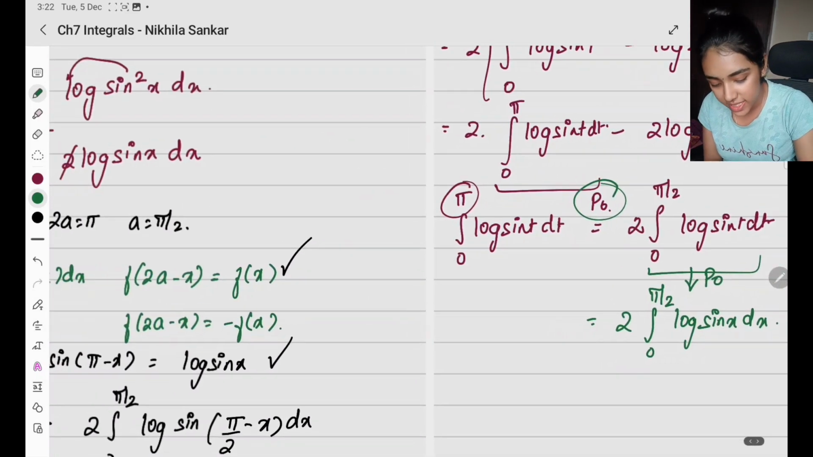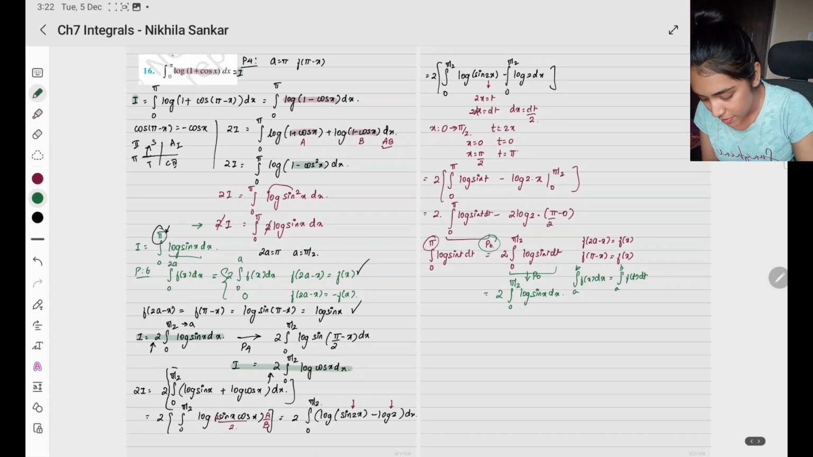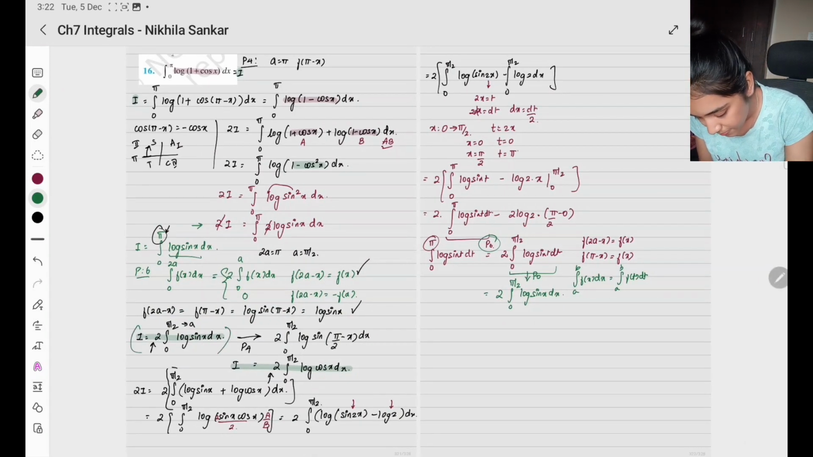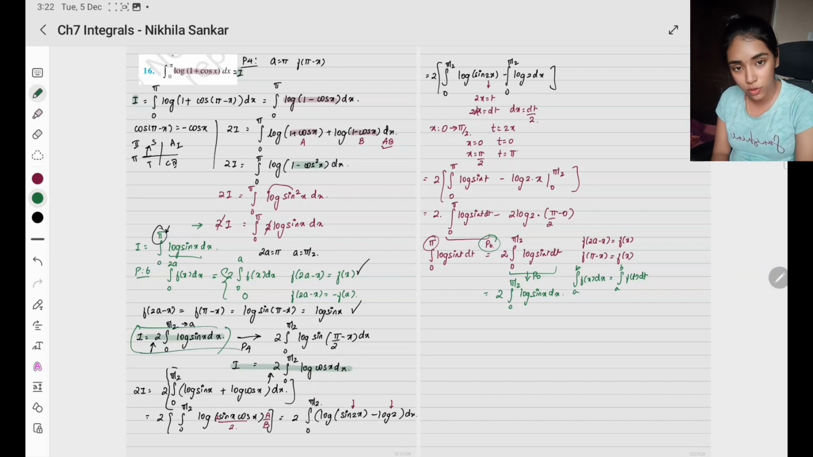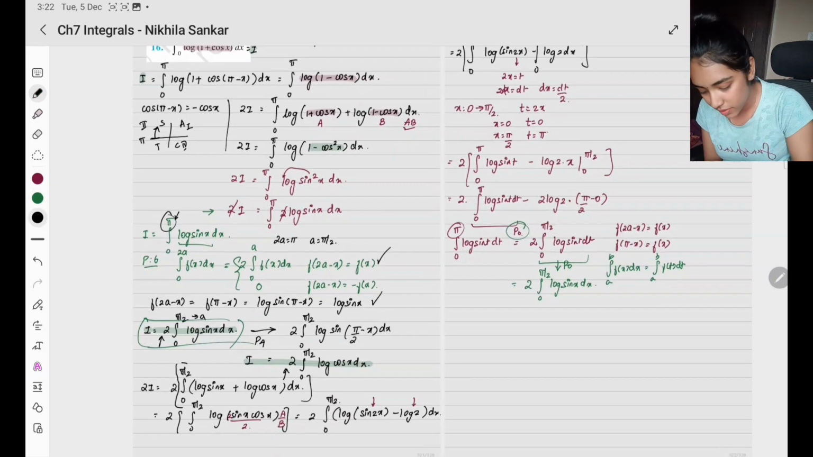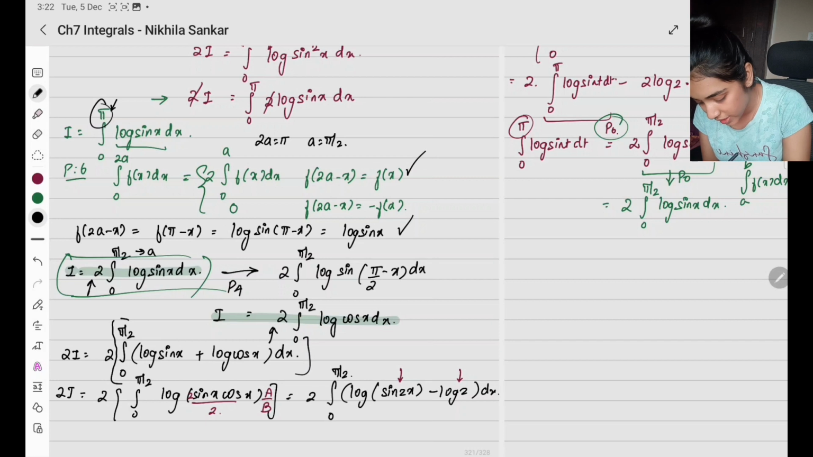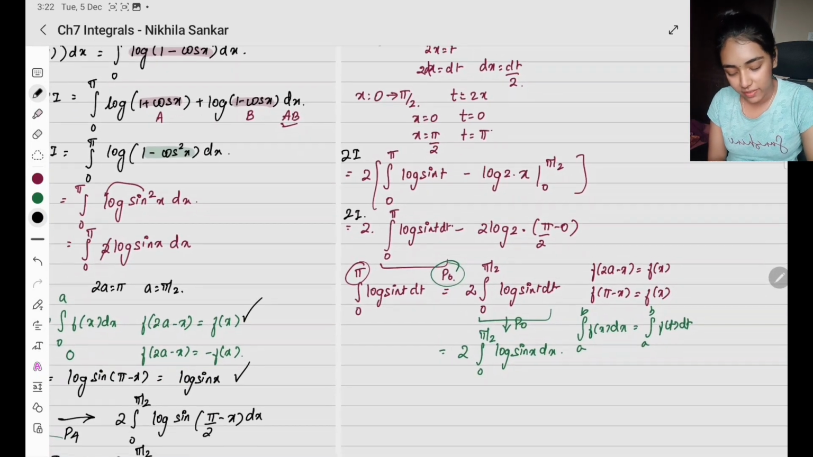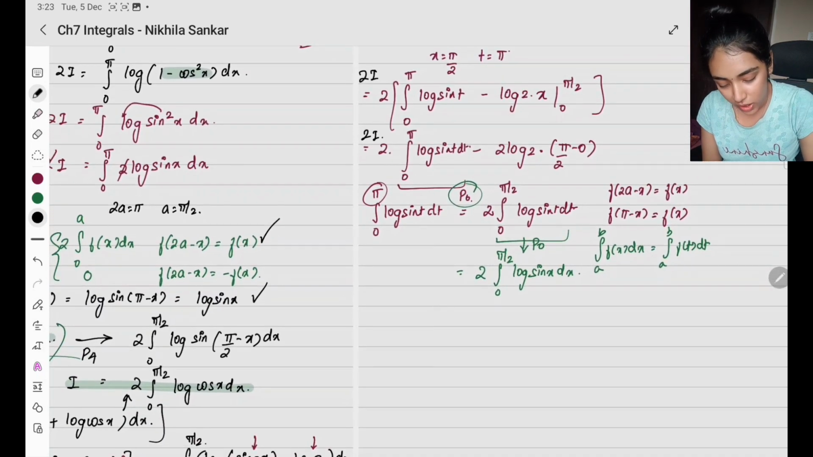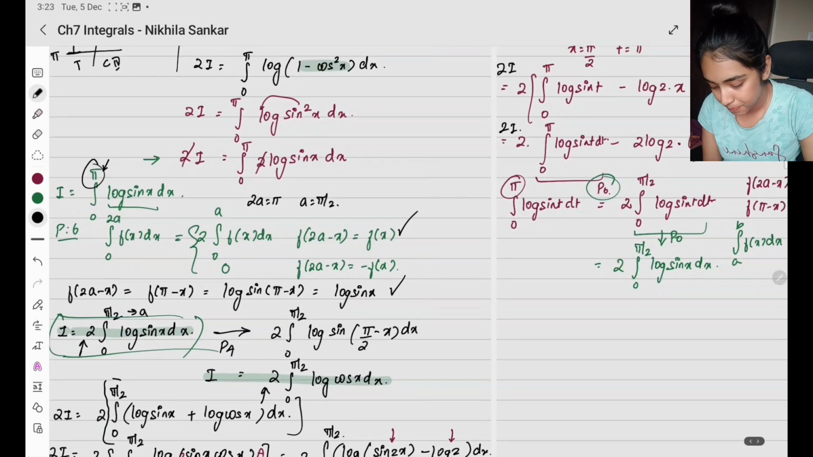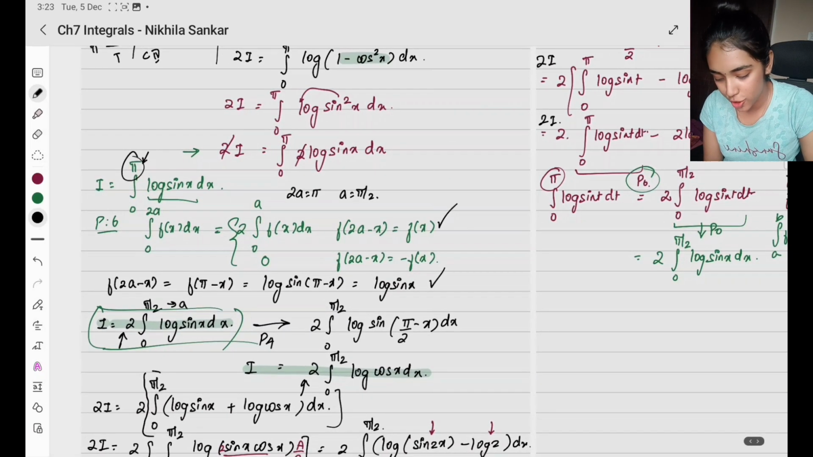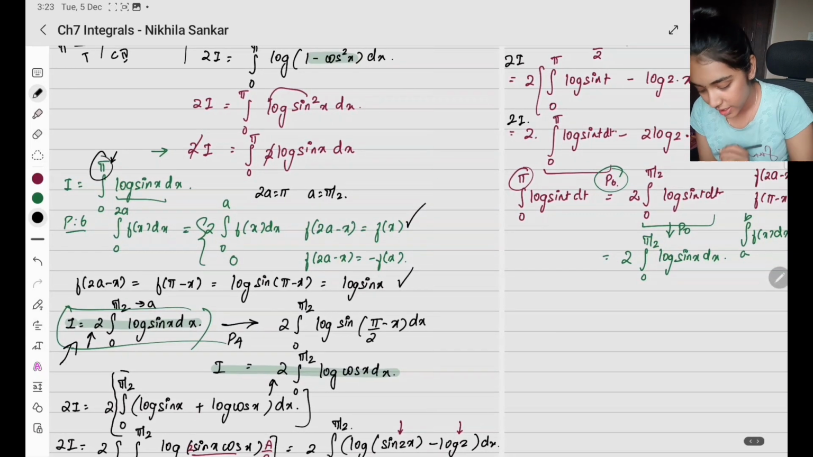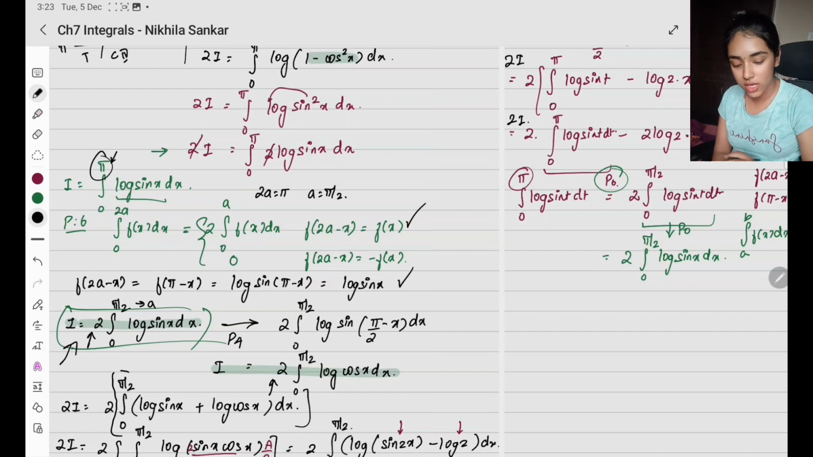Okay. And what is this? 2 times integral of log sine x is going to be what you see here. Do you see here? This particular term is again going to be I. Now, what have we been solving so far? You are substituting for 2I. Correct? Your LHS is going to be 2I. So you have 2I everywhere. So this particular term is going to be I.